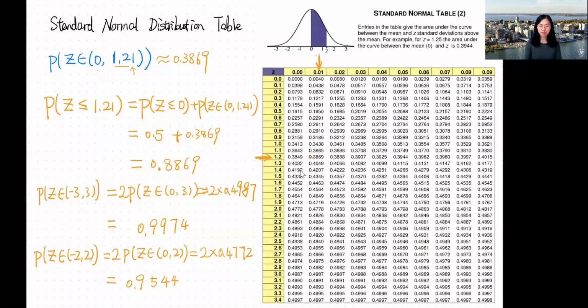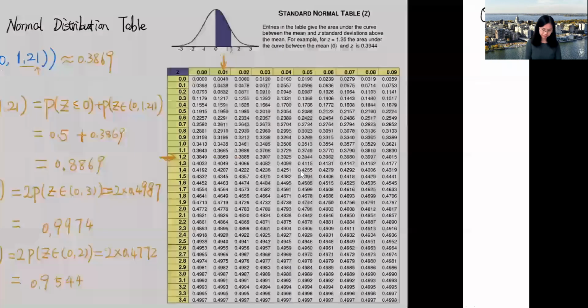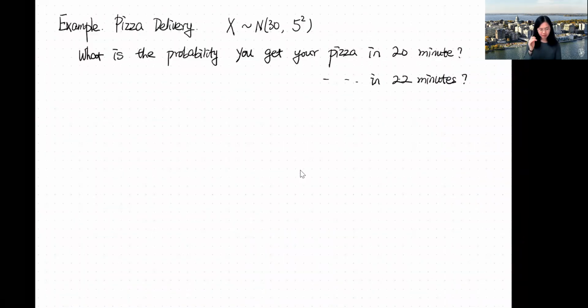Because the textbook uses this table, we'll just focus on this particular normal table. Now we can do a simple example where we calculate normal probabilities. Suppose that you order pizza from a pizza delivery place, and you know from a large data set that the pizza delivery time, the time needed for your pizza to arrive, is a normally distributed random variable with expectation 30 and variance 5 squared.